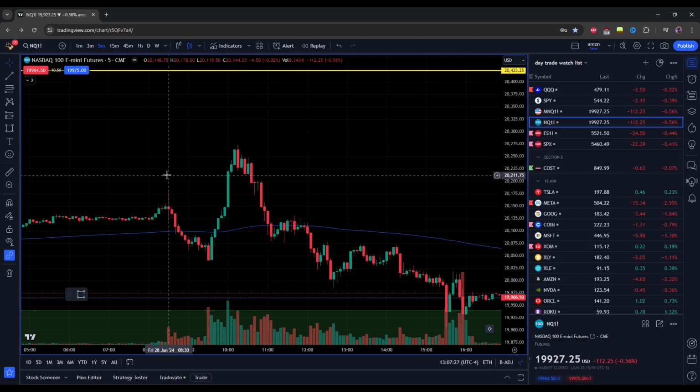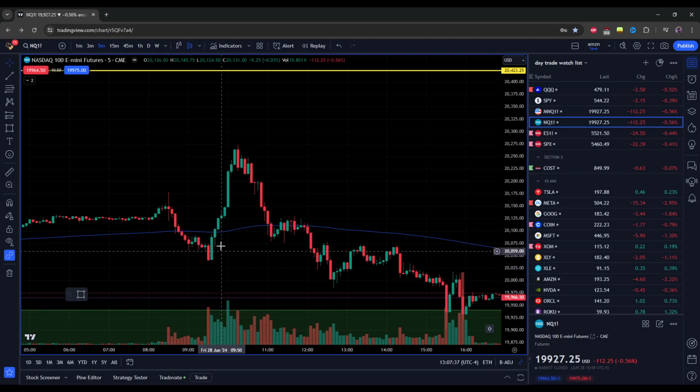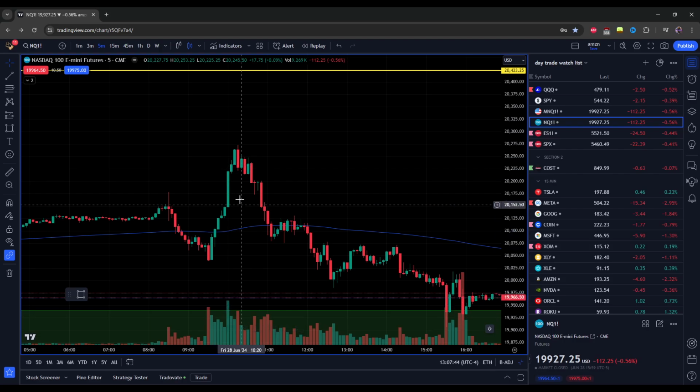A lot of people in my Discord are asking me, hey, where did all this selling come from? Well, I want you guys to remember, everything comes with context, right? So if we have a big up move, a pretty good up move, this particular 10 a.m. candle had really good volume.